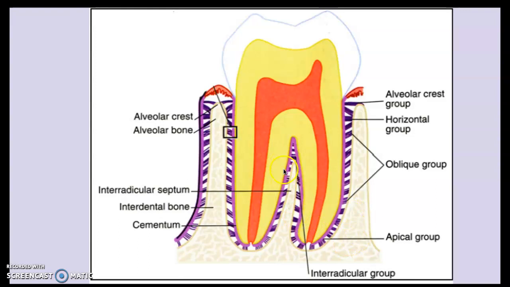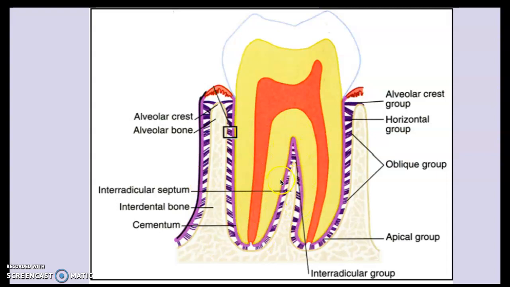So this is a better picture. So here's your interradicular group right here. Notice how it's not touching the actual bone, and it's right above this septum. Here's the interradicular septum. Here is the interradicular group. It is touching this purple part, not the actual bone. That's very important to notice. It's not touching the cementum.